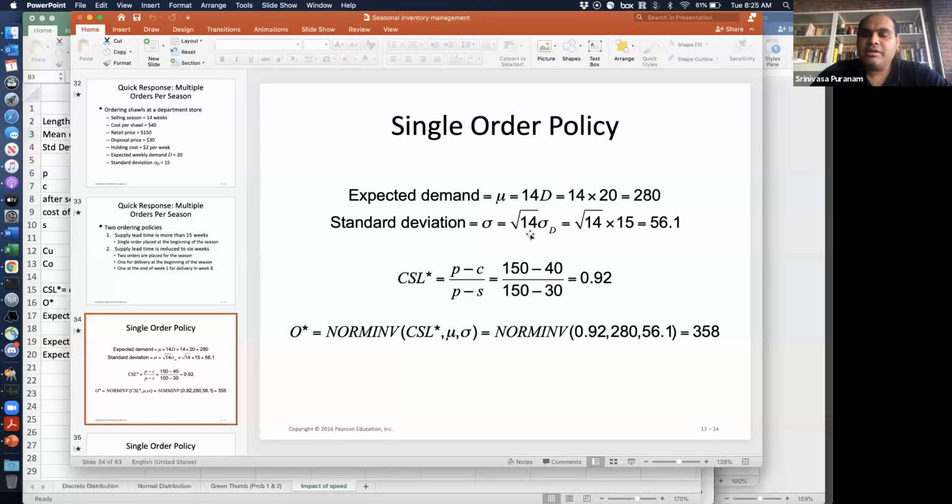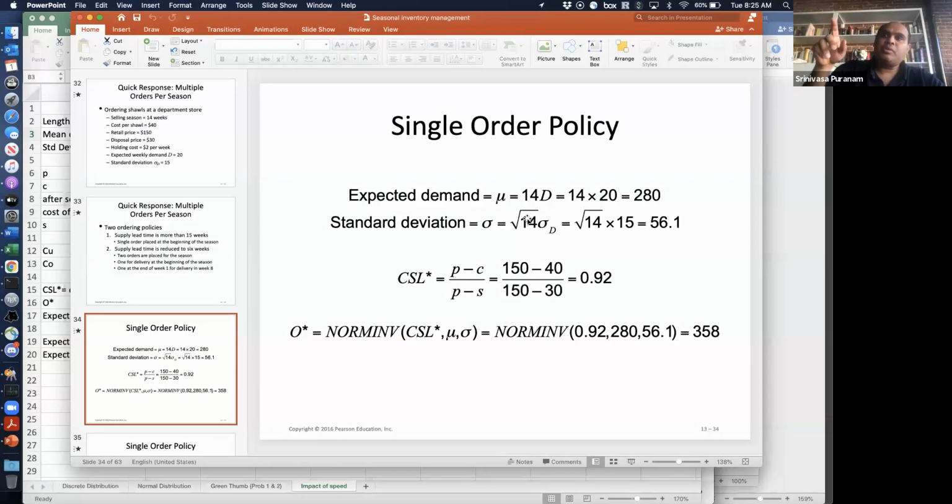When you calculate standard deviation, you don't multiply it with the number of weeks, but you multiply it with the square root of the number of weeks. Now, why do we do that? Why the square root and why not just multiply it with 14? You must have learned this in your statistics class, that when you're adding multiple random variables, you're creating one random variable from 14 different random variables here, because you have 14 different demands for 14 different weeks.